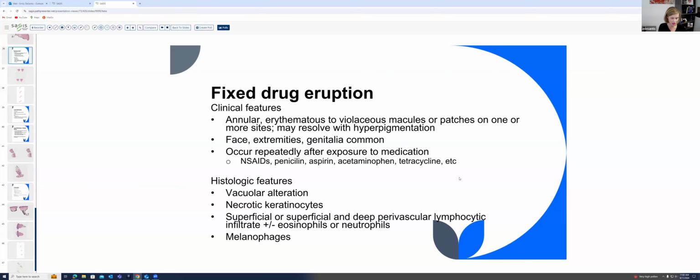Fixed drug eruption also demonstrates an interface reaction pattern. Fixed drug can have a superficial or a superficial and deep inflammatory infiltrate, can include eosinophils, which are a helpful clue, and also neutrophils are sometimes seen. Fixed drug eruptions also commonly have a lot of pigment incontinence or melanophages within the dermis.